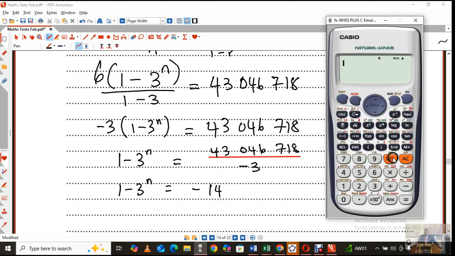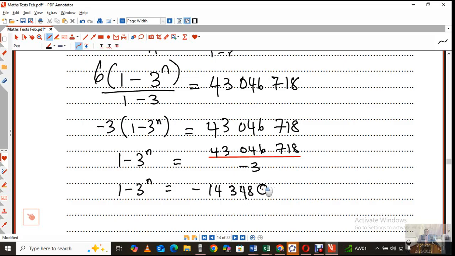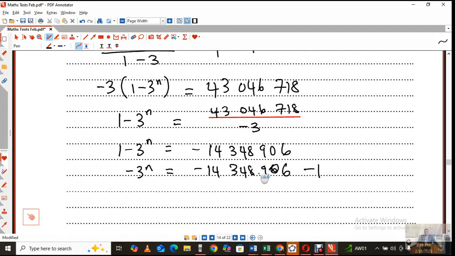If you grab the calculator, so we've got 43,046,718. We divide that by negative 3. 14 million, yeah, 14,348,906. Good. We're going to get rid of that 1 here. So I'm going to have minus 3 to the n is equal to this horrible number, 906. And I'm going to minus 1 because of that positive 1 there. Okay. Minus 1 is just going to make that 6 a 7. So don't be too much afraid of that.